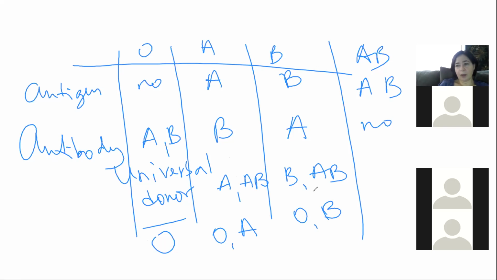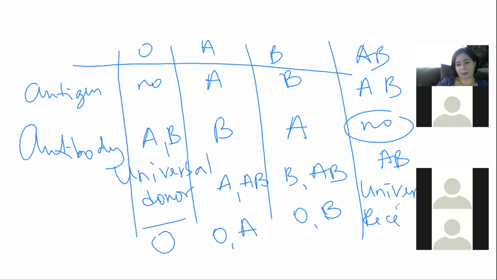AB can go to AB only, right? But it can receive from everyone. So it's the universal recipient, right? So which means that if you are O, your situation is less fortunate, for example, than AB, right? Because AB can receive anything. But this is the most rare blood type, AB.